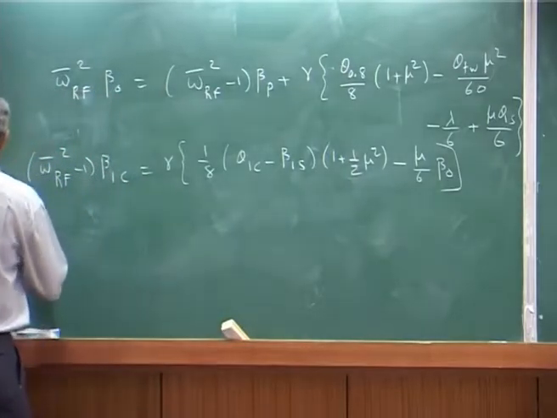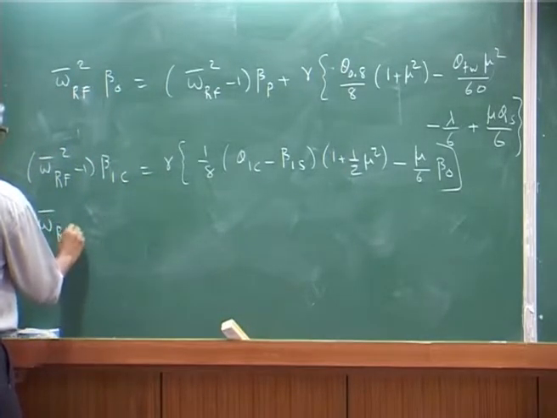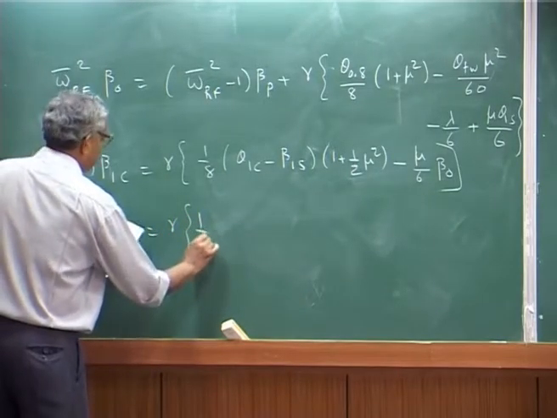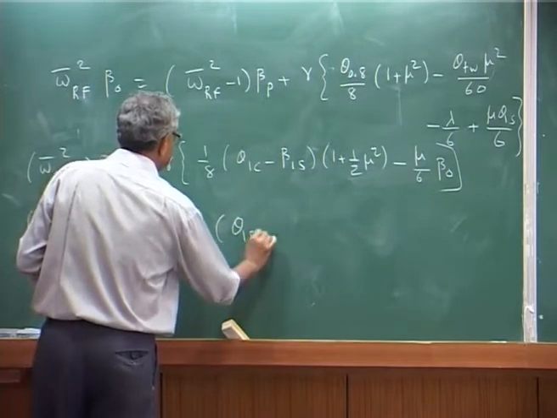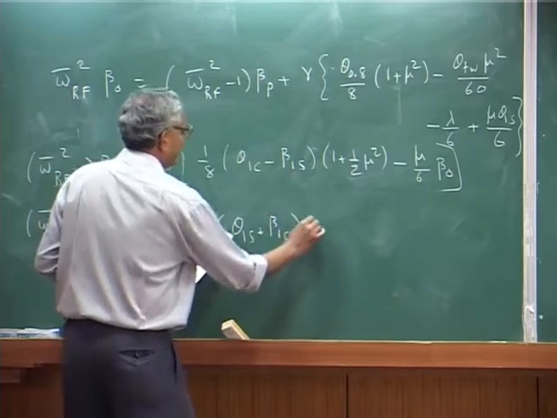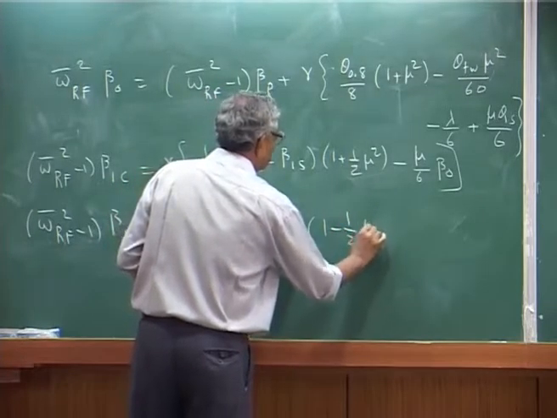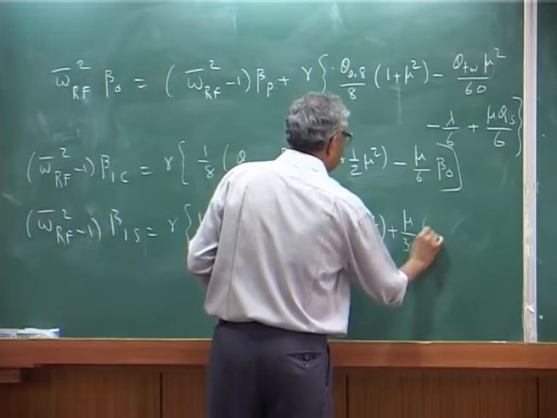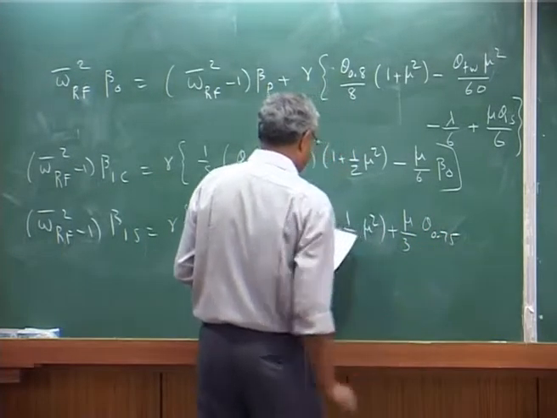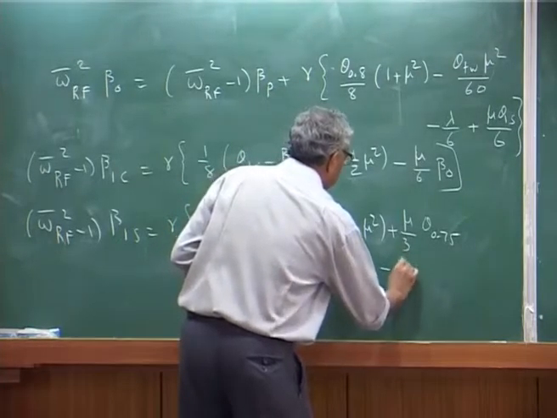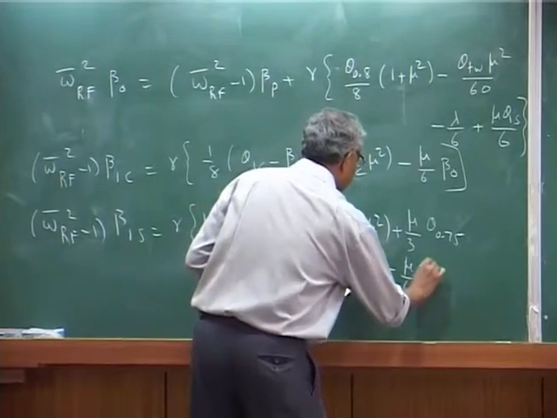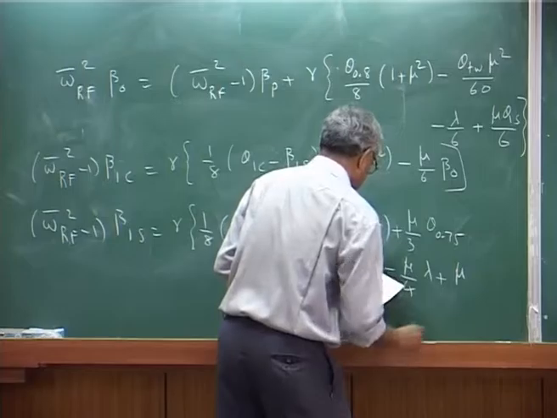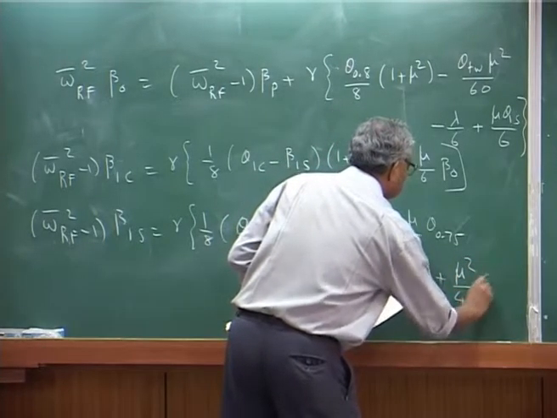And then the next one is omega bar R f square minus 1 beta 1 s is gamma 1 over 8 theta 1 s plus beta 1 c into 1 minus half mu square plus mu over 3 theta 0.75 minus mu over 4 lambda plus mu square over 4 theta 1 s.